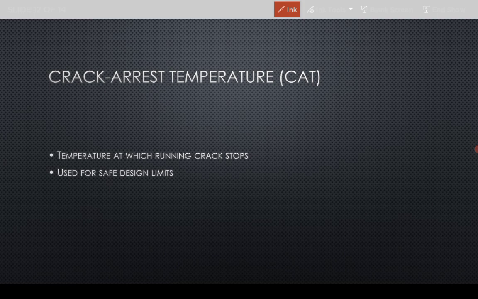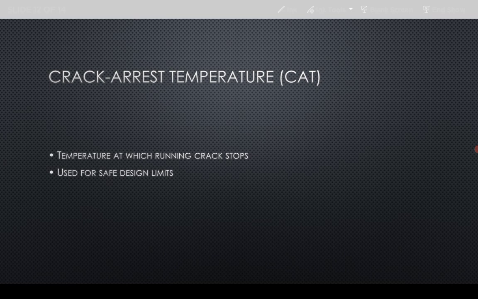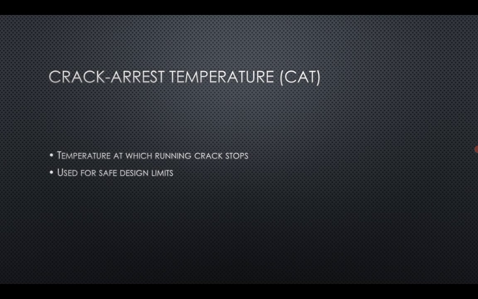So crack arrest temperature is the temperature at which a running crack stops, used for deciding safe limits. CAT indicates the safe temperature range for steel structures. If the working temperature is below CAT, brittle fracture can occur, which is not desirable. If above CAT, the material stops cracks naturally, as we saw in the previous slide. This is crucially important for bridges, ships, pipelines, pressure vessels, etc., where temperature plays an important role.